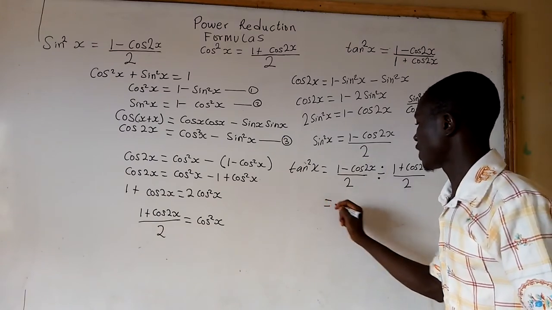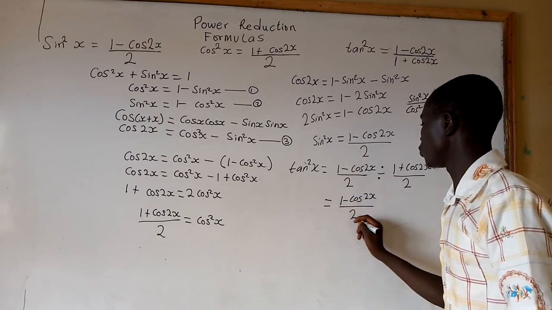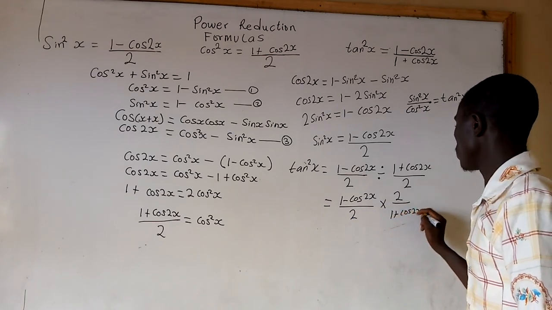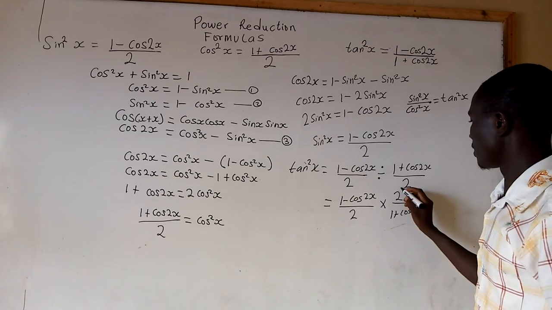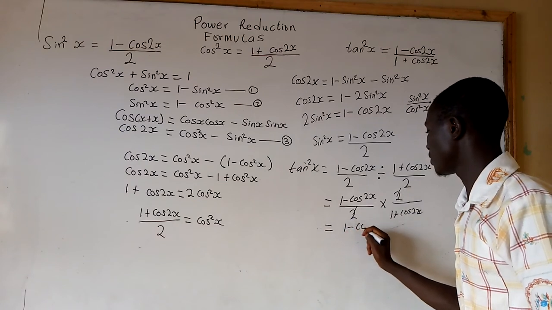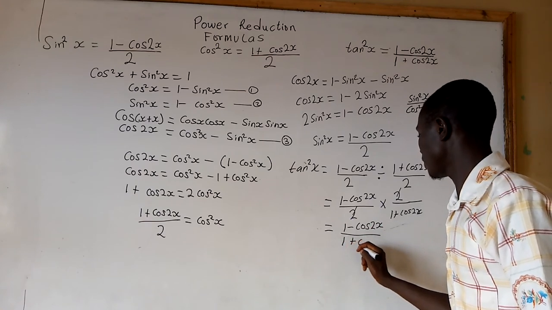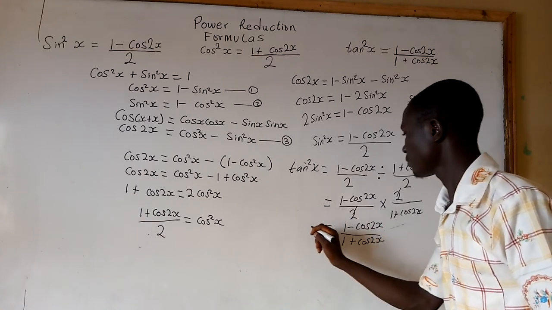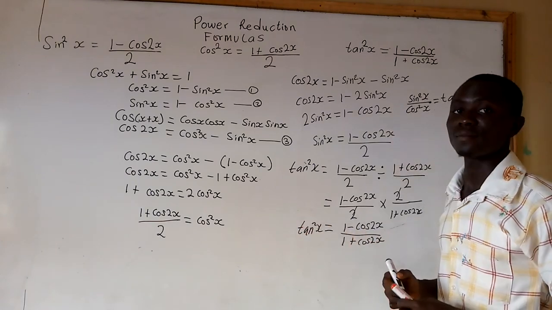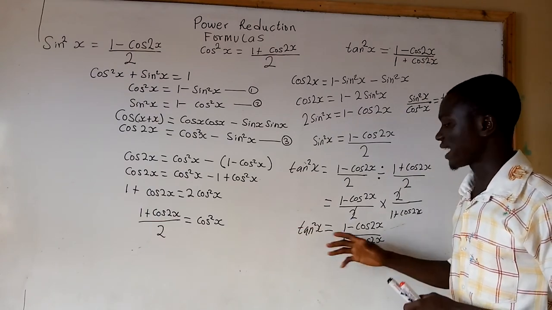Tan squared x equal to 1 minus cos 2x divided by 2, times 2 divided by 1 plus cos 2x. These two will cancel these two, and we are going to have 1 minus cos 2x divided by 1 plus cos 2x equal to tan squared x. And this is the power reducing identity, or the power reduction formula, for tan squared x.